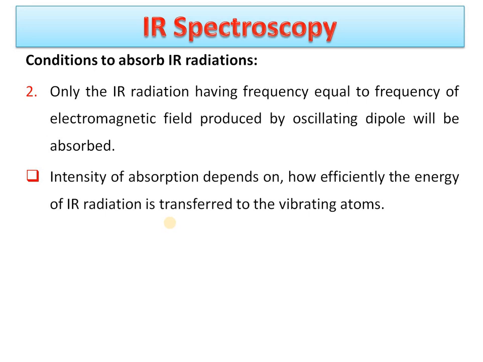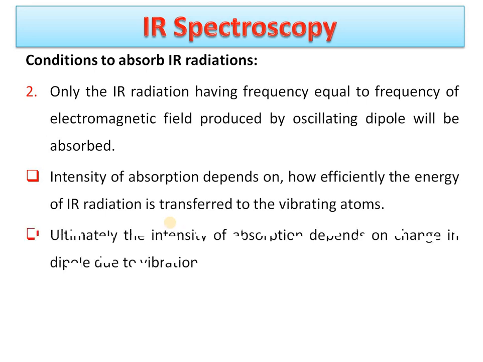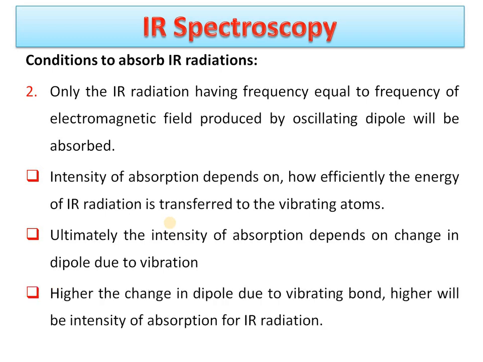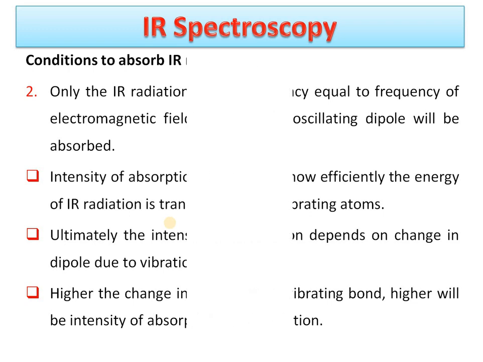Now here the intensity of the absorption, that means intensity of the infrared radiation absorbed by that molecule, depends on how efficiently the energy of IR radiation is transferred to the vibrating atoms. Ultimately, the intensity of absorption depends on the change in dipole due to vibration. Higher the change in dipole due to vibrating bond, higher will be the intensity of absorption for IR radiation.